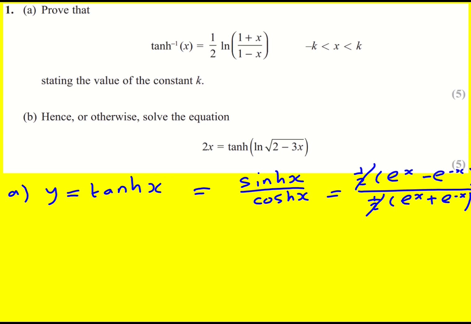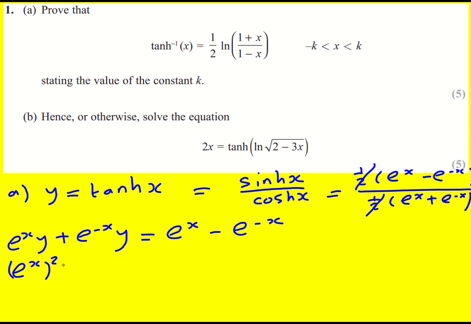And now, just like with cos hyperbolic and sine hyperbolic, the aim is to make x the subject. We're going to create a quadratic in terms of e to the x. So multiply through, we will get e to the x y plus e to the minus x y equaling e to the x minus e to the minus x. And then I'm going to times through by e to the x. So I'll get e to the x squared y.